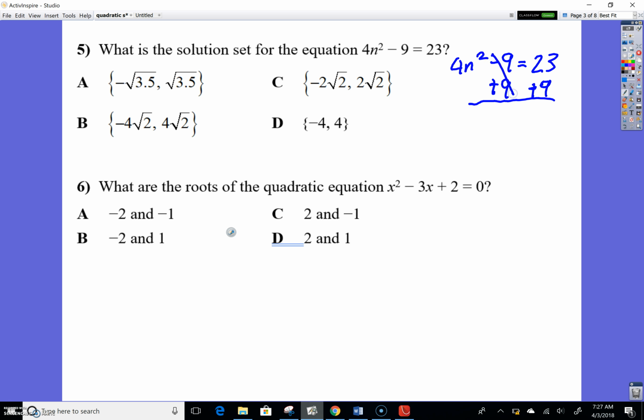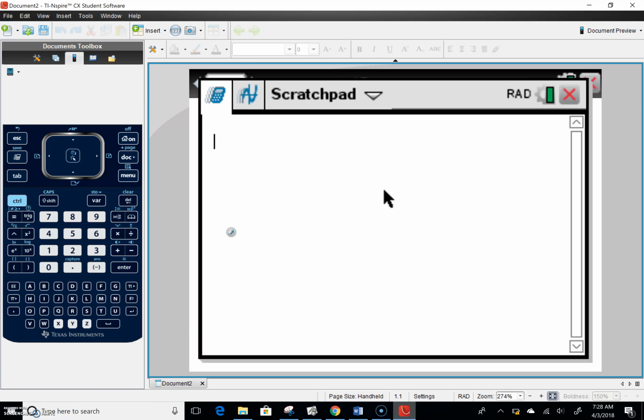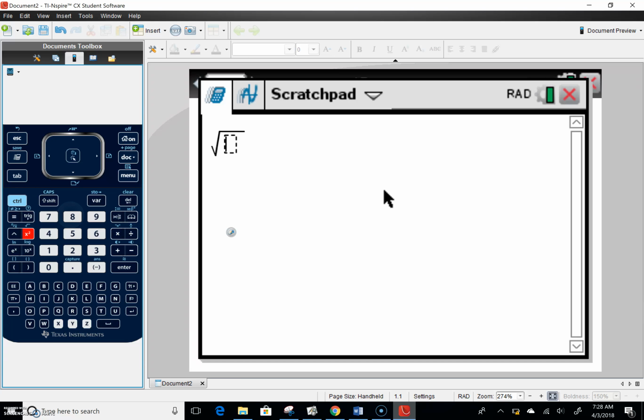So I have 4n squared is equal to 32. I divide by 4, n squared is equal to 8. Now, let's get the square root of that. So n is equal to, I'm going to go to my calculator. The square root of 8 is 2.82.